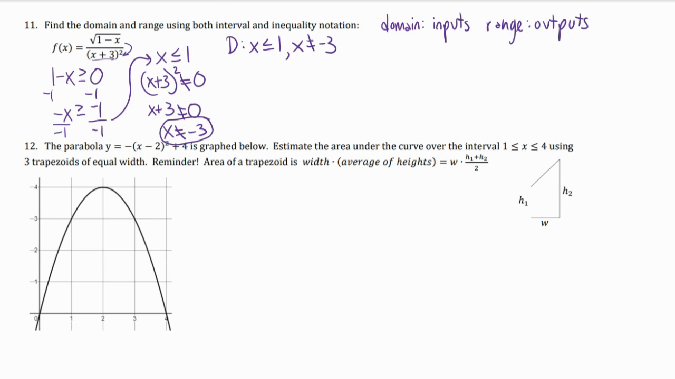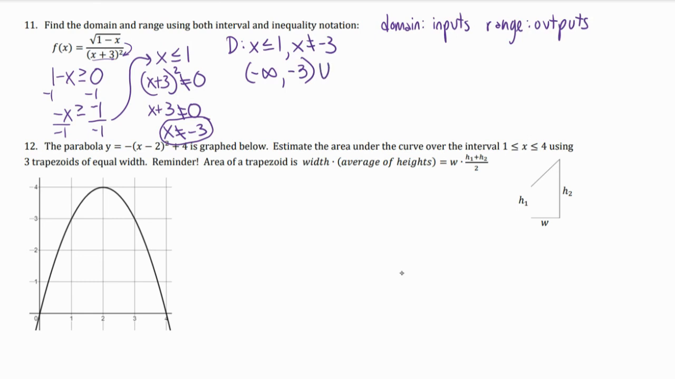Interval notation, so this is something you should also feel comfortable with. So we have all the numbers less than 1. So that means we're starting at negative infinity, but we can't include negative 3. So we're going to go from negative infinity to negative 3, and then we're going to stop. And we're not including negative 3 because it can't equal negative 3. And so that's why it's a soft bracket, not a hard bracket.